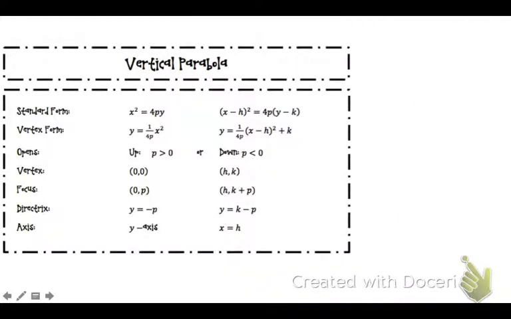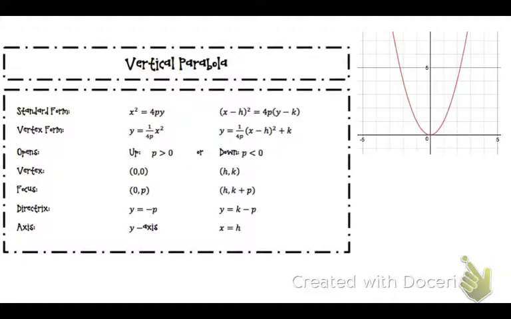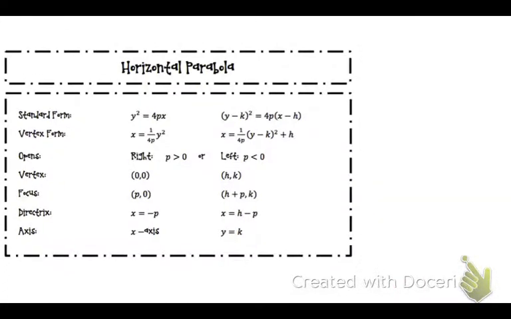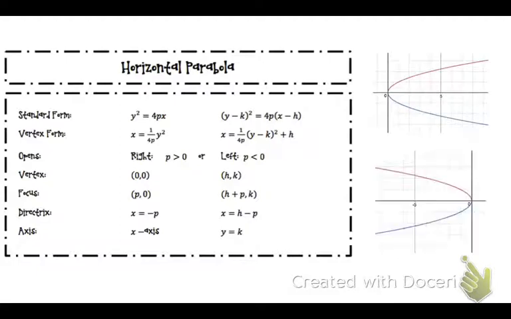So, a vertical parabola is going to be y equals, and then the x squared. So if the x is squared, that's going to be a vertical parabola. That's either going to go up, or it's going to go down. Okay? And the axis is the y-axis. But that's only if it's x squared. If it's y squared, then it's going to go left and right. If it's positive, it's going to go right. If it's negative, it's going to go left.